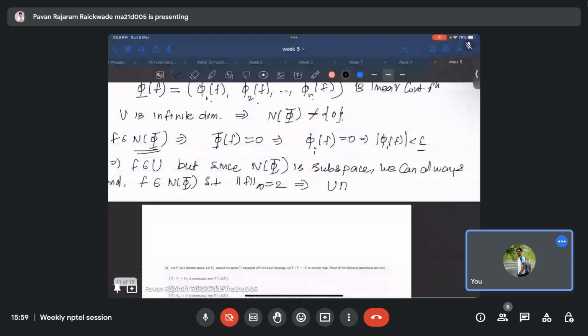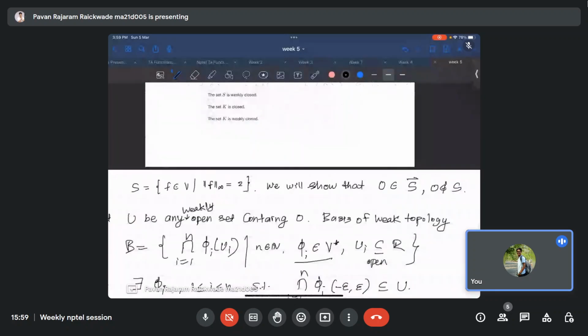Just recalling what we have done: we took a weakly open set U containing 0, and we got that the intersection of U and S is non-empty. This is happening for any weakly open set containing 0. That means 0 belongs to the weak closure of S. That means S is not weakly closed. Okay.